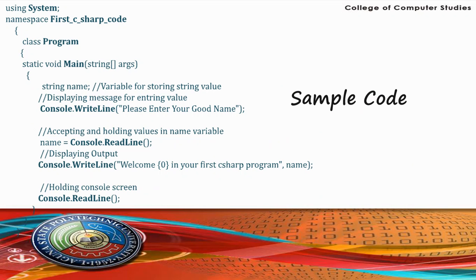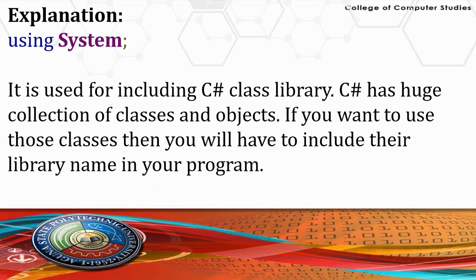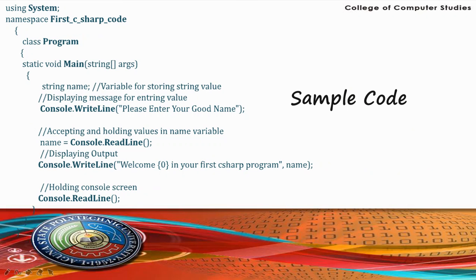Okay, so here we declared a local variable. So what is a variable? A variable is used for storing value. So in our case, we have a string data type. I will be explaining the data types in our next lesson, right? But for now, I'm gonna focus first on the one above. The using System. You see this one, the one above?